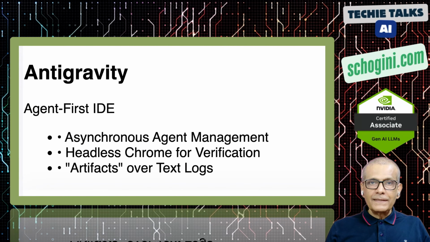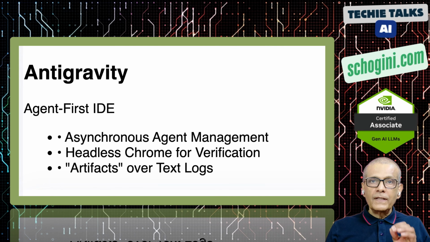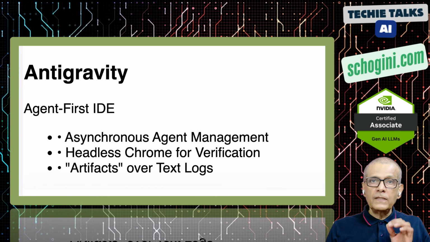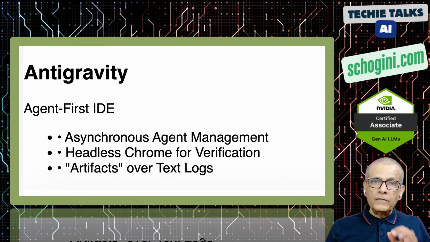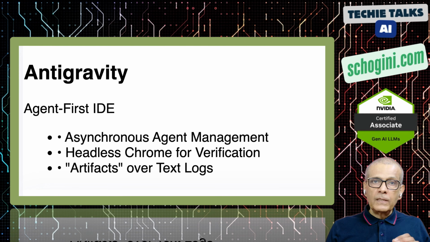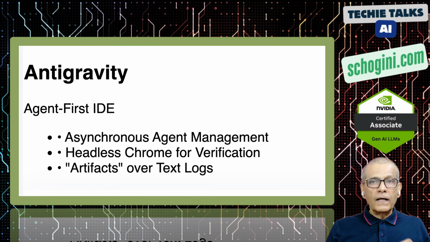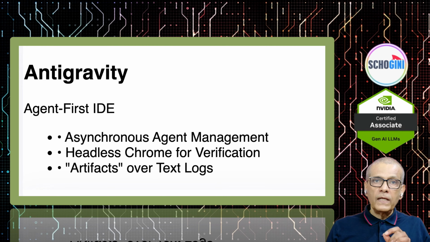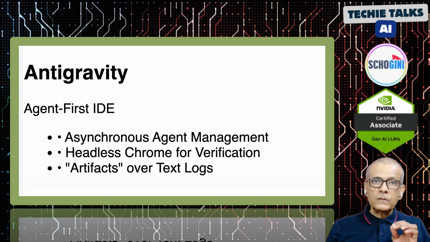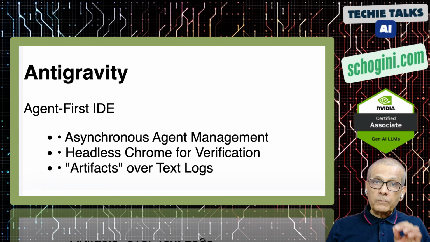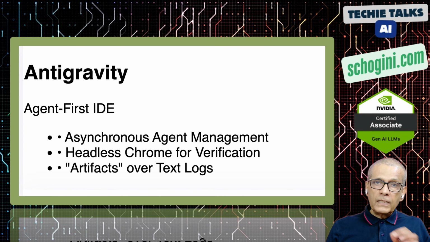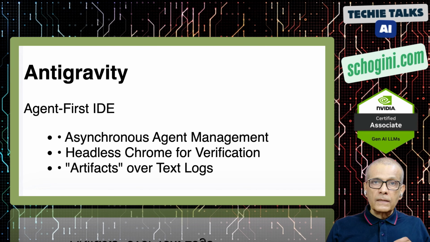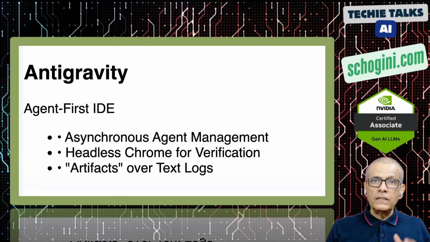Next, Antigravity, mission control for asynchronous agentic development. Antigravity is an agent-first IDE that forks VS Code to transform the developer from a typist to an architect. It introduces a manager surface distinct from the code editor, allowing you to spawn autonomous agents that can plan tasks, edit multiple files, and execute terminal commands asynchronously. That is, multiple things can go on behind the scenes together.